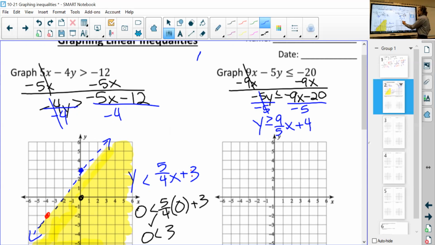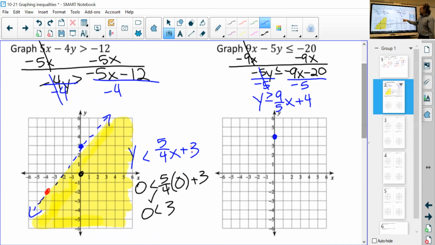I know my y-intercept is positive 4, so I can start with a point there. And then again, since the slope is positive, it would go up 9 over 5, but I can't do that because there's not enough room, so I'm going to count down 9. So 1, 2, 3, 4, 5, 6, 7, 8, 9, back 5, 1, 2, 3, 4, 5, there we go. So this time it's greater than or equal to, so I'm going to put a solid line. And this one is greater than, so I'm going to shade above the line. So everything above the line I'm going to shade. There it is, perfect.